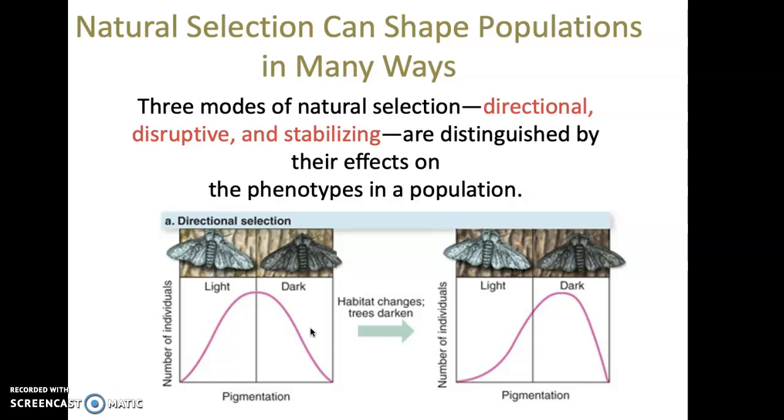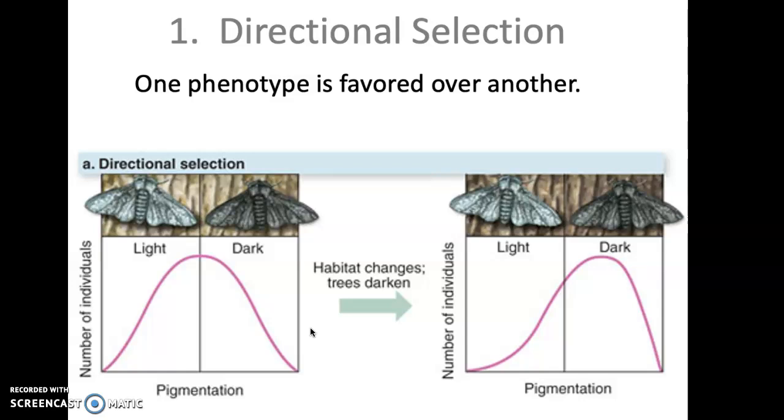So that is an example of directional selection, which means it's going in one particular direction. It's going towards the darker moths. So those are the ones that are surviving. Well, how is that different in other types of selection? Well, this is my first example, the directional, and it has to do with pigmentation.